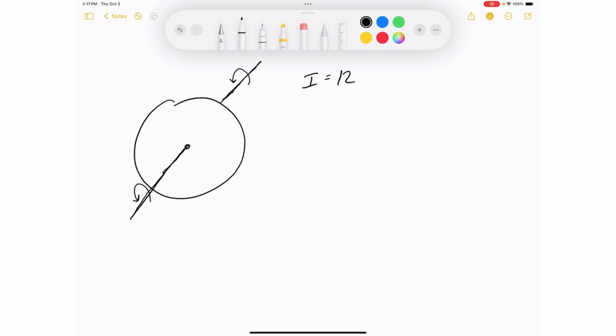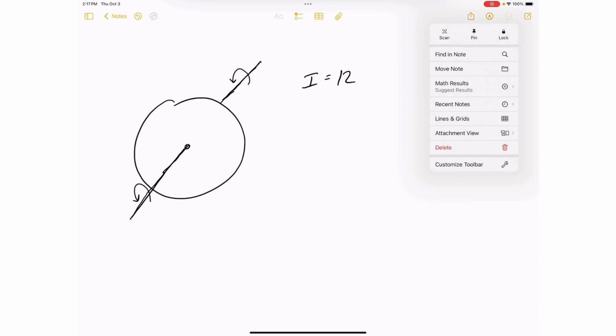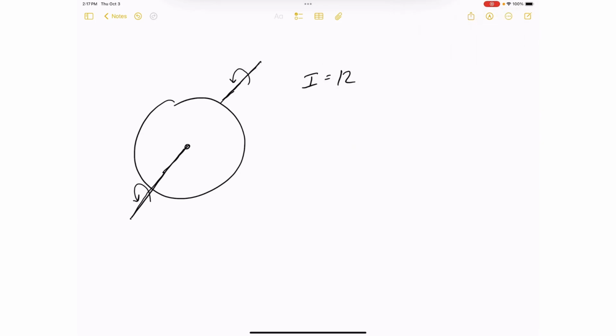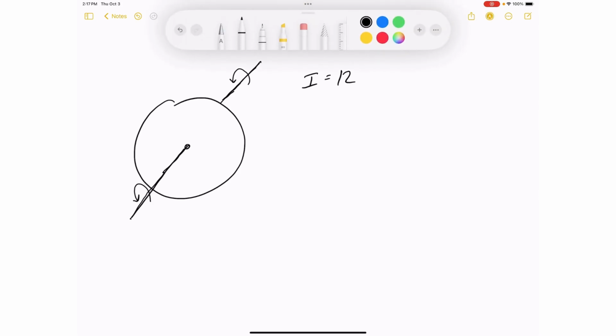So actually, let me turn this. Hold on a second. Let me turn this thing off. Okay. Excellent. So the moment of inertia is 12.